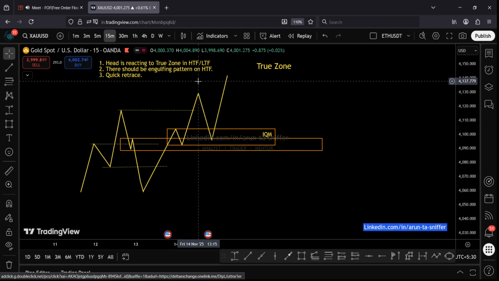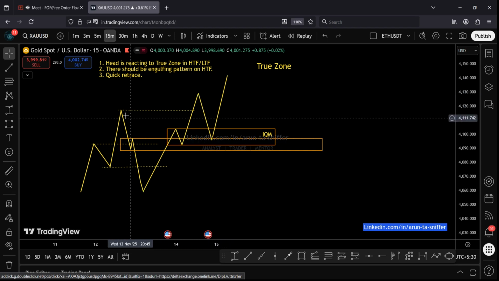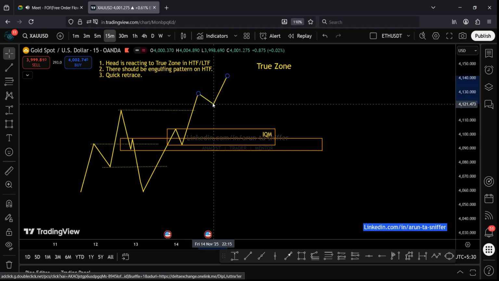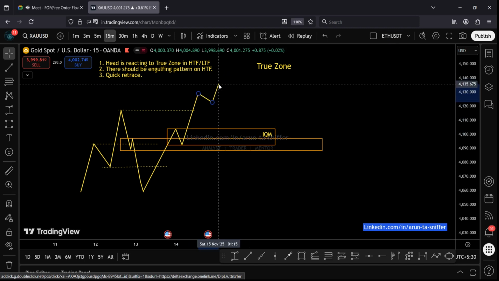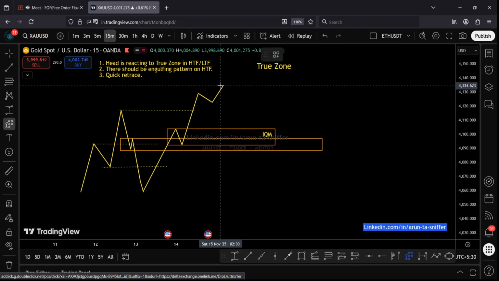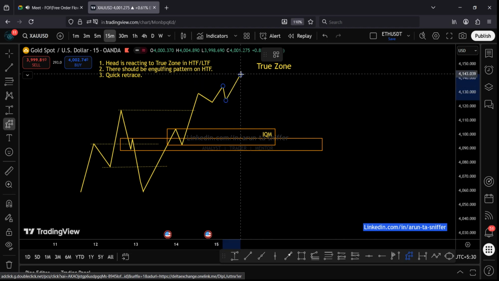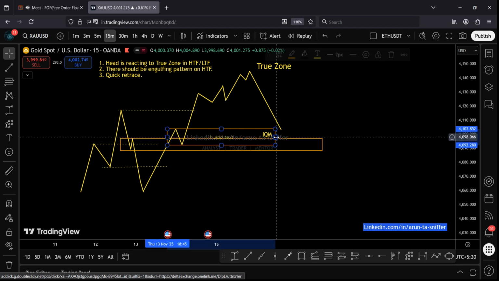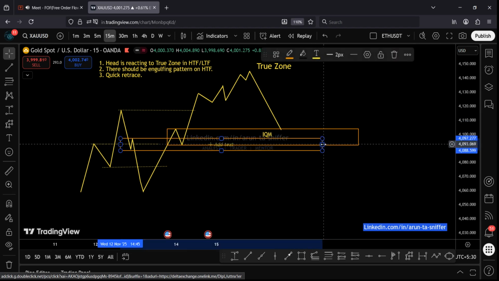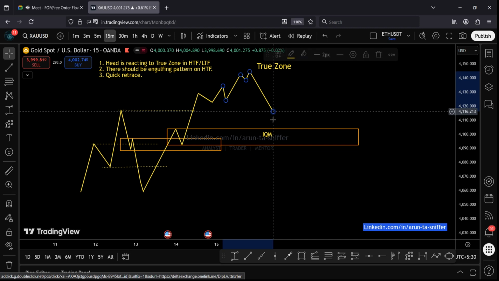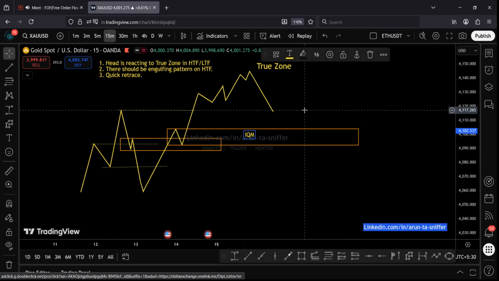What if price doesn't come quickly here, or there was no engulfing pattern? Then what will we do? Think like if price goes here, goes like this, goes up, then in future comes down to this IQM level. Then what will we do? We will wait for the PA, QM or ignored QM.